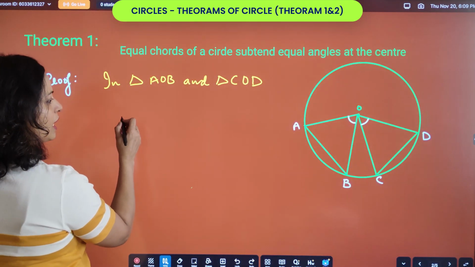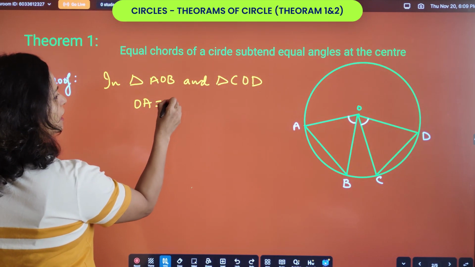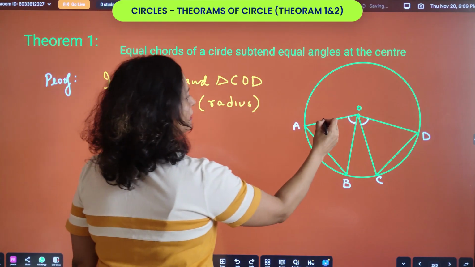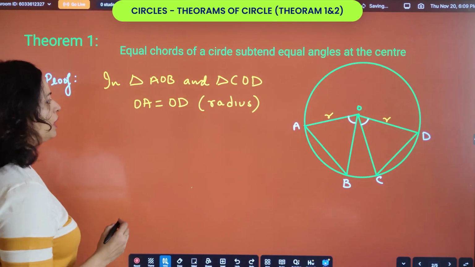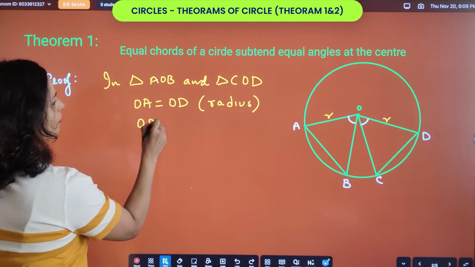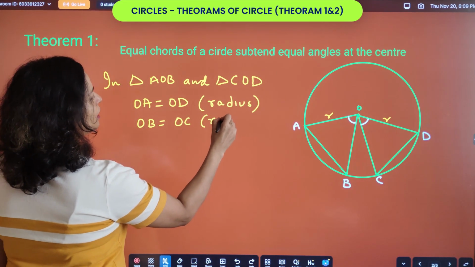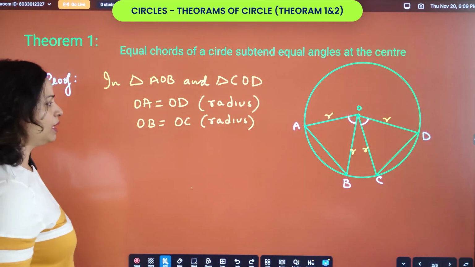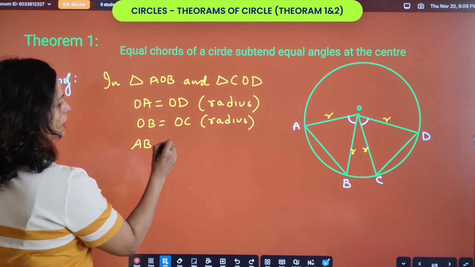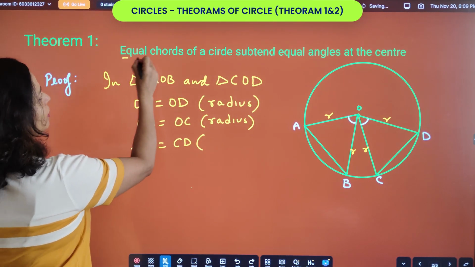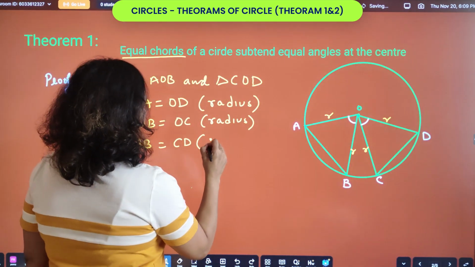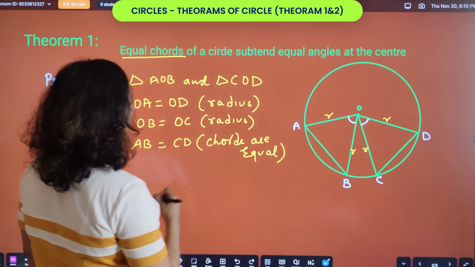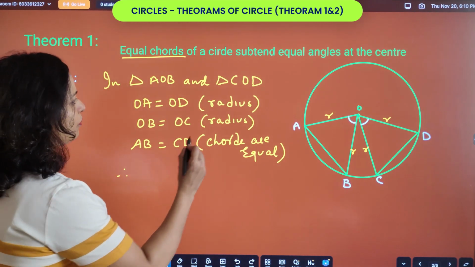If you see in triangle AOB, OA we can write equal to OD because it is the radius of the same circle. This is the radius, this is also the radius, right? Also we can write OB is equal to OC because again OB is a radius and OC is also a radius, right? And the third part, AB is equal to CD because they have given equal chords, so I can write chords are equal.